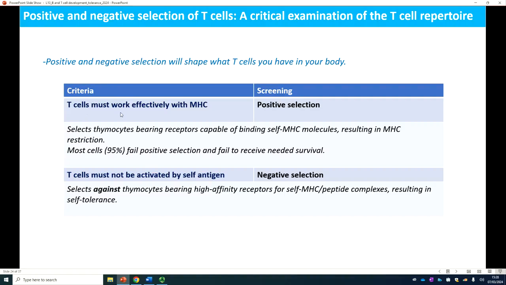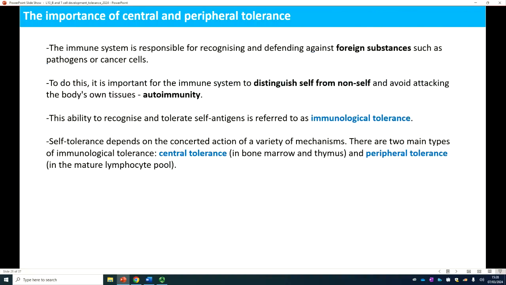So the first criterion is that the T cells need to work effectively with MHC. That's why we have positive selection, to make sure that we have a good interaction between the T cell receptor and self-MHC, because otherwise it's going to be useless. The second criterion is that the T cells mustn't be activated by self-antigen. That's why we have negative selection. We need to select out any lymphocytes bearing a high affinity T cell receptor that can recognize self-MHC or self-peptide very tightly. Both of these together are shaping the T cell receptors that you have within your body and how they interact with the MHC. So it's a very crucial process.